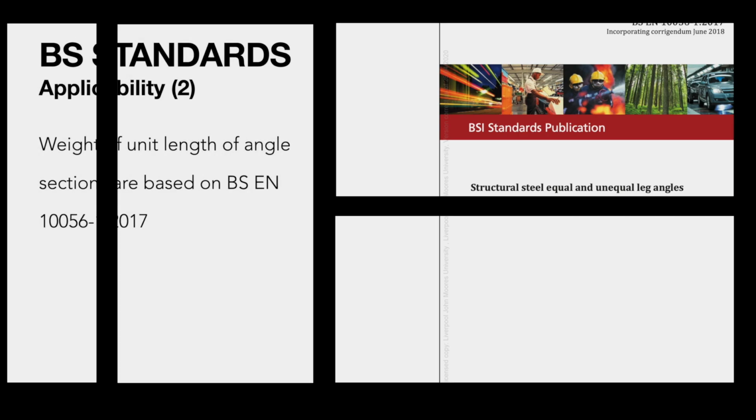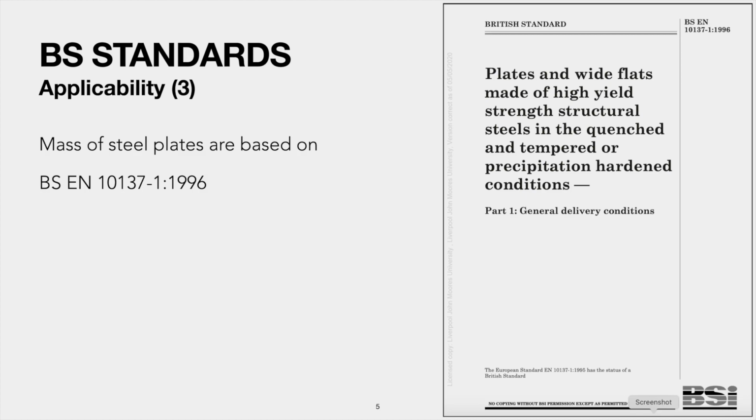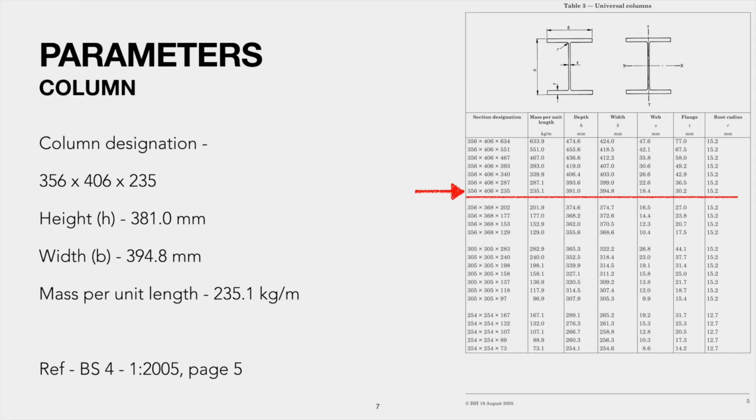Steel plates are also used in construction of buildings, and BS 10137-1:1996 is used to calculate their weight. Also the standard illustrates the properties of steel plates. In this small segment of the session we are looking at specific details of steel members such as dimensions and weight, in the BS 4-1:2005 standard.